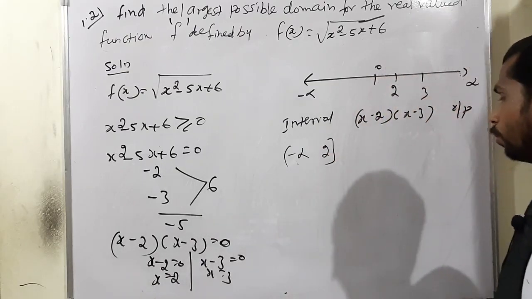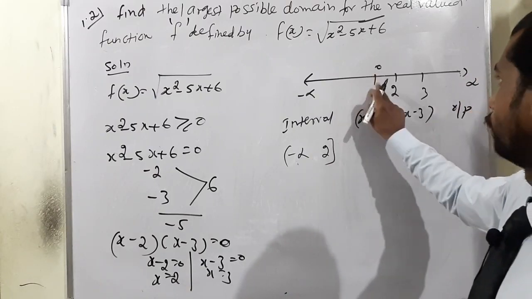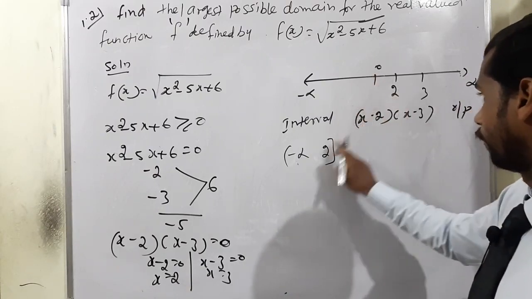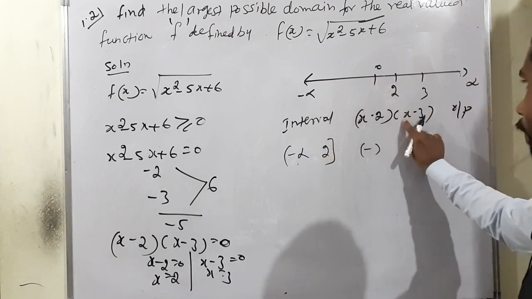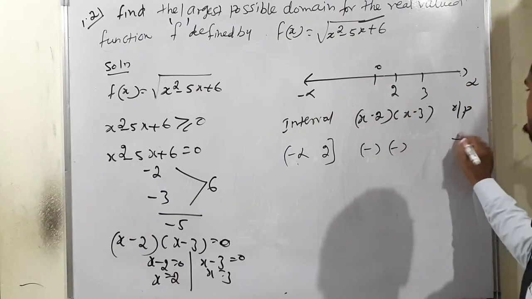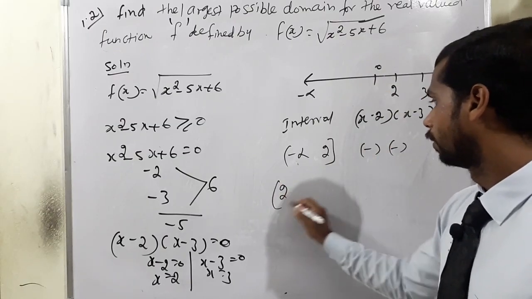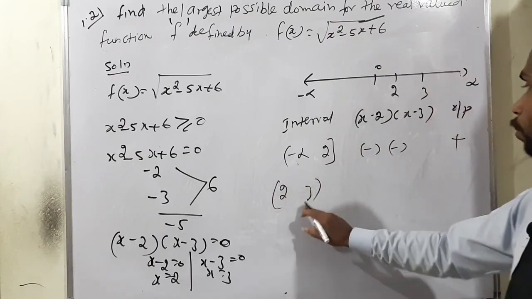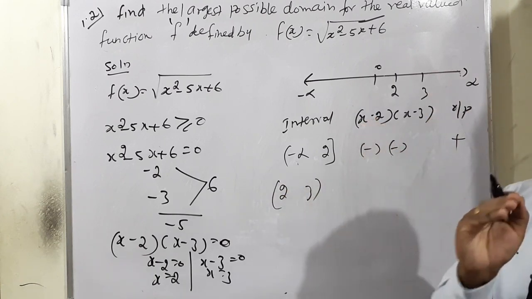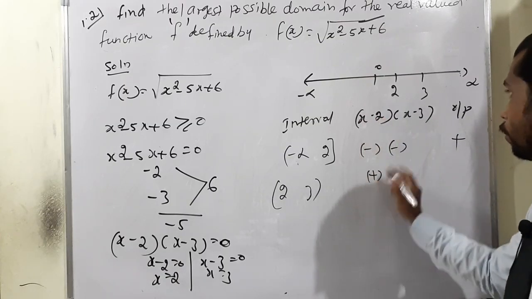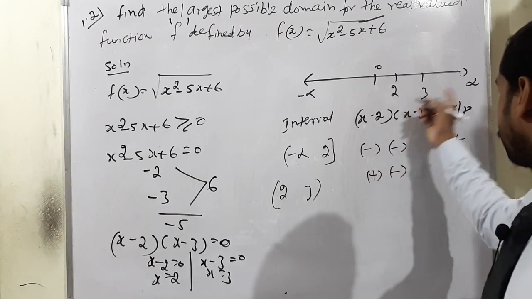So for minus infinity to 2, what will happen? First take any one value, say minus 3 or 0; in between, 0 is there. Take 0 for x: 0 minus 2 is minus, and 0 minus 3 is minus. Minus into minus gives plus. The next interval is 2 to 3. Take 2.5, considering the sign only: 2.5 minus 2 is positive, and 2.5 minus 3 is negative. Plus into minus is negative. The last case is 3 to infinity.